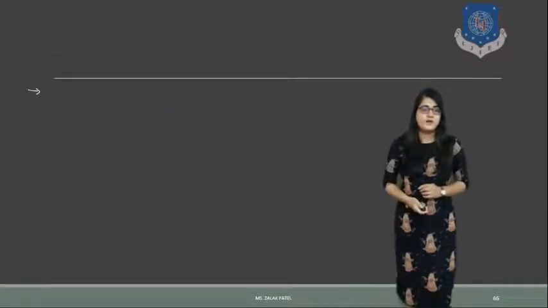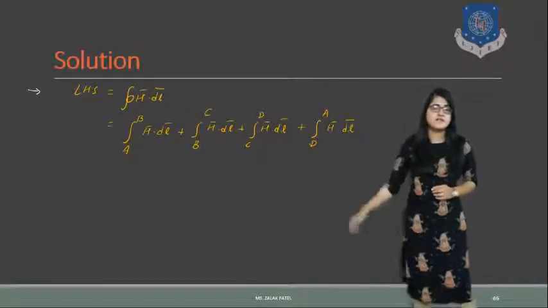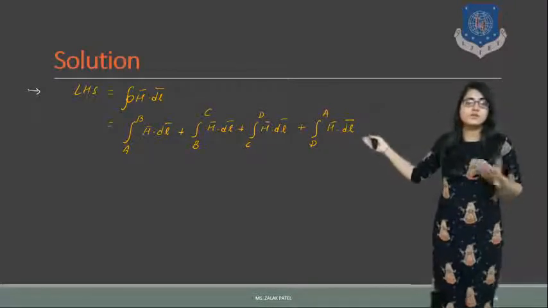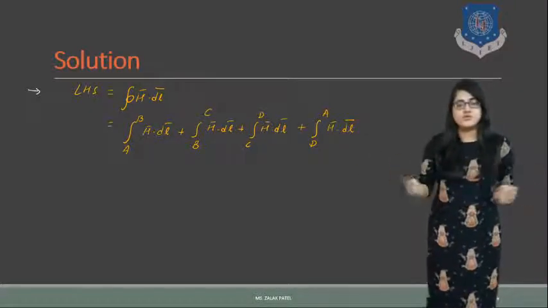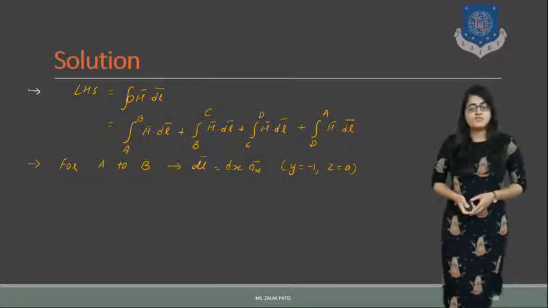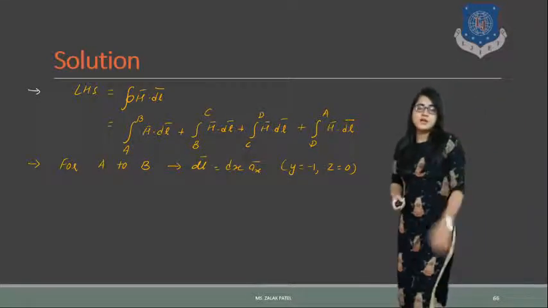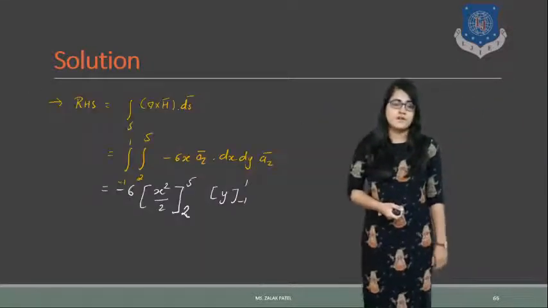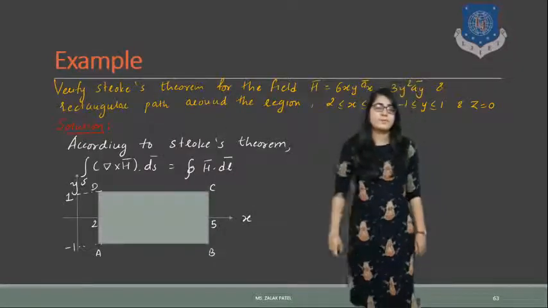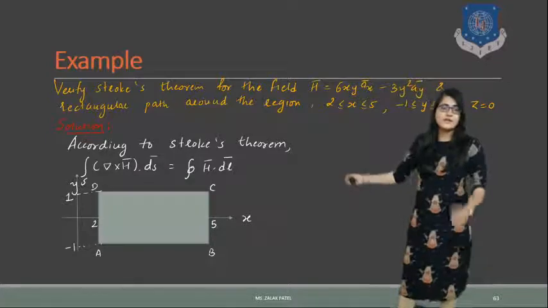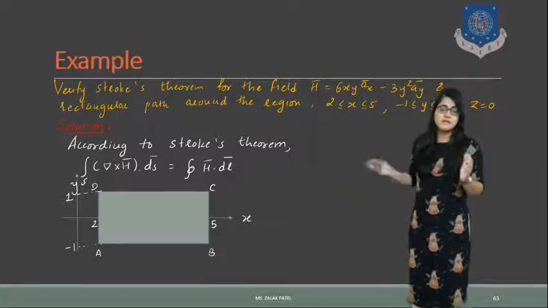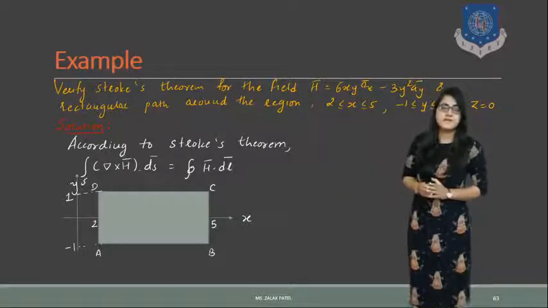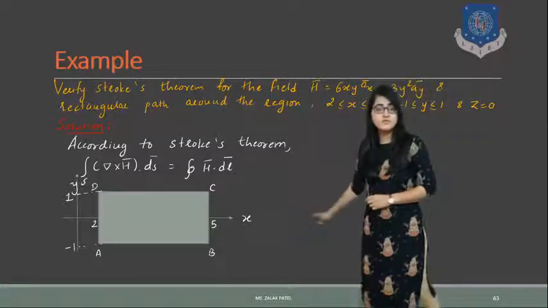Okay. So let's do it for the left hand side. As I discussed, you have to solve the 4 different integrals and then add them. So first for the A to B part, for this you have to refer to this figure here. For the A to B part, if you see, the limit that is changing is for the x axis, it is changing from 2 to 5.